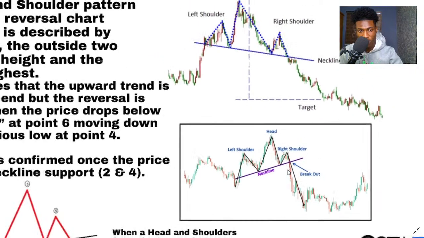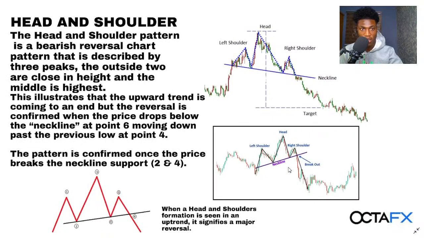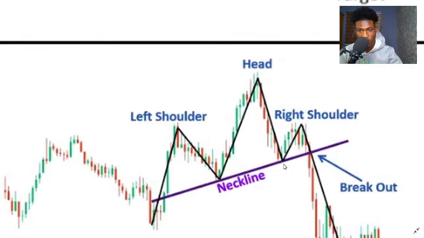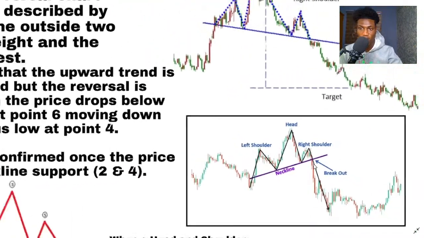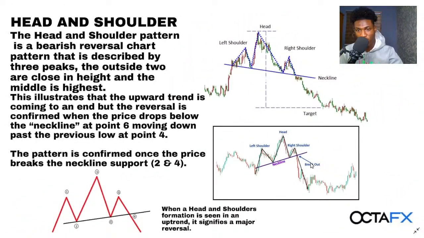So you can confirm that the head and shoulder pattern can be confirmed once price has broken this neckline and it has moved past the previous low, this previous low right here. So it broke out from the neckline, moving downwards past the previous low, and then you can confirm, okay, the head and shoulder pattern is totally formed, the breakout has happened, I should look to sell this market.